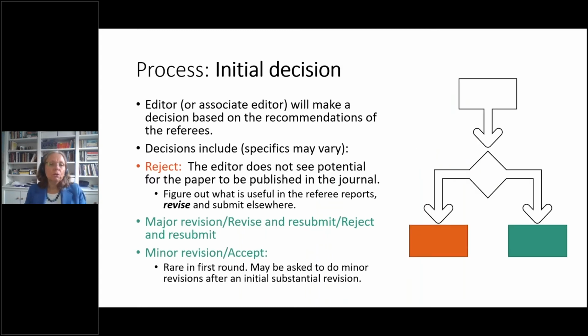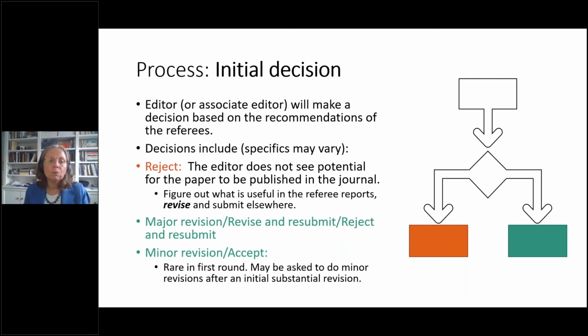You then, the editor, or depending on the journal, the associate editor makes a decision based on the recommendations of the referees. And every journal has their own kind of wording of how they talk about the decisions. The first one that everybody's got is a basic reject, where based on the reviews, the editor says, we don't see any potential for publishing the paper in this journal. So at that point, you're done with that journal.